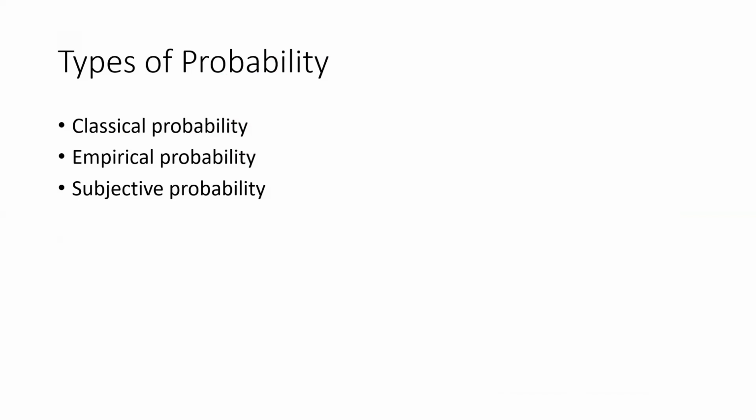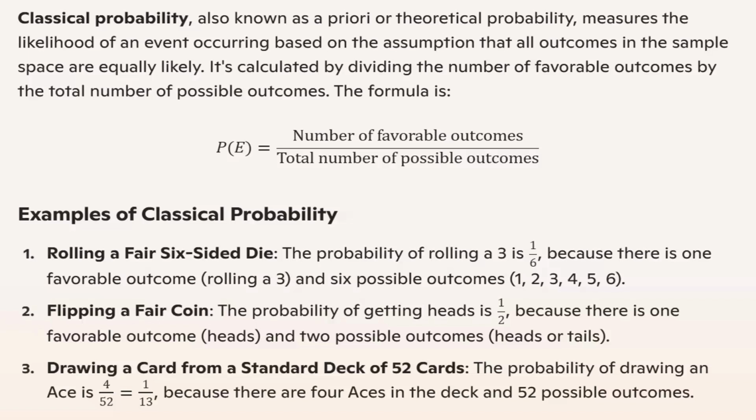There are three different types of probability: classical probability, empirical probability, and subjective probability. Now, classical probability is like that of a coin. We're calculating in a theoretical manner. Theoretical probability measures the likelihood of an event occurring based on the assumption that all outcomes of the sample space are equally likely. So if you have a fair die, that means it's not loaded on one side, there is the same chance of head coming or the tail coming.